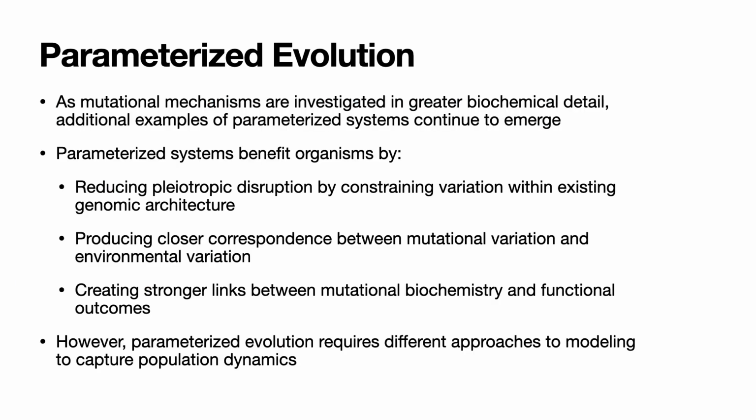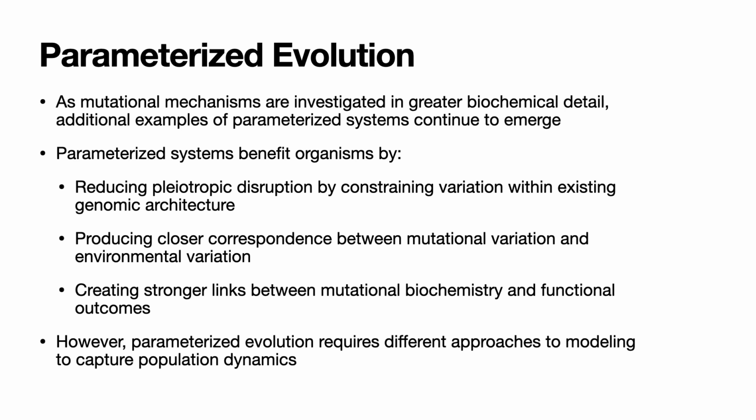And so as we investigate mutational mechanisms of mutations in greater and greater biochemical detail, we keep on finding more and more examples of parameterized systems. And these parameterized systems benefit the organism in many different ways. First of all, they reduce pleiotropic disruption by constraining variation within the genomic architecture, right? So they're occurring in a way that's consistent with the other parts of the genome. They're producing closer correspondence between mutational variation and environmental variation. And they're creating stronger links between the mutational biochemistry and functional outcomes.